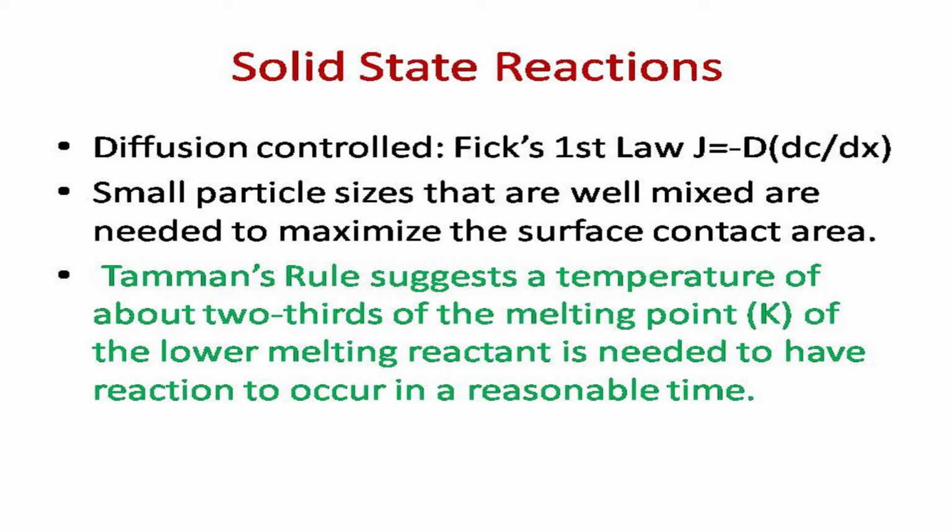So here I am using the words small particles. That means the powder has to be very fine so as to give us a large surface area for the reaction. That's why small particle sizes are required to maximize the surface contact area. Then, as I mentioned in the previous slide, up to what temperature can you go? Here is a rule called Tammann's rule, which suggests a temperature of about 2/3 of the melting point in degrees K of the lower melting reactant is needed for the reaction to occur in a reasonable time. That means you have two reactants in the solid state. For the lower one, you take care of that melting point, and 2/3 of that melting point is normally the limit to which you heat to bring about your reaction in the solid state.